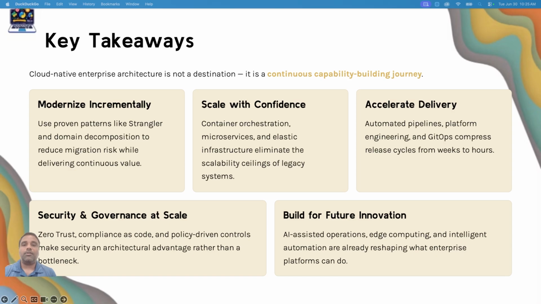And finally, build for future innovation. AI-assisted operations, edge computing, and intelligent automation are already reshaping what enterprise platforms can do. So, cloud native enterprise architecture is not a destination, it's a continuous capability-building journey.